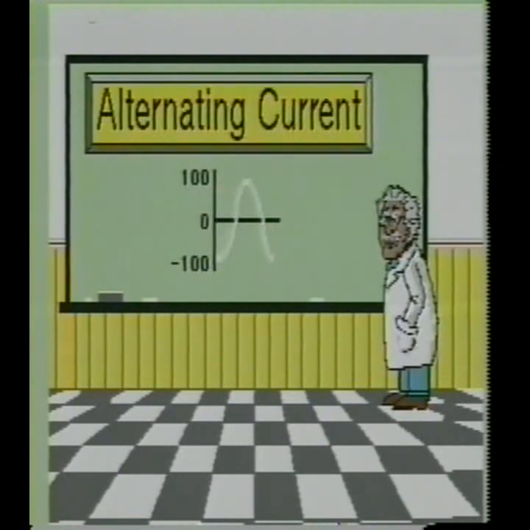What is AC? By definition, AC stands for alternating current. AC is a current that periodically changes in magnitude and direction.